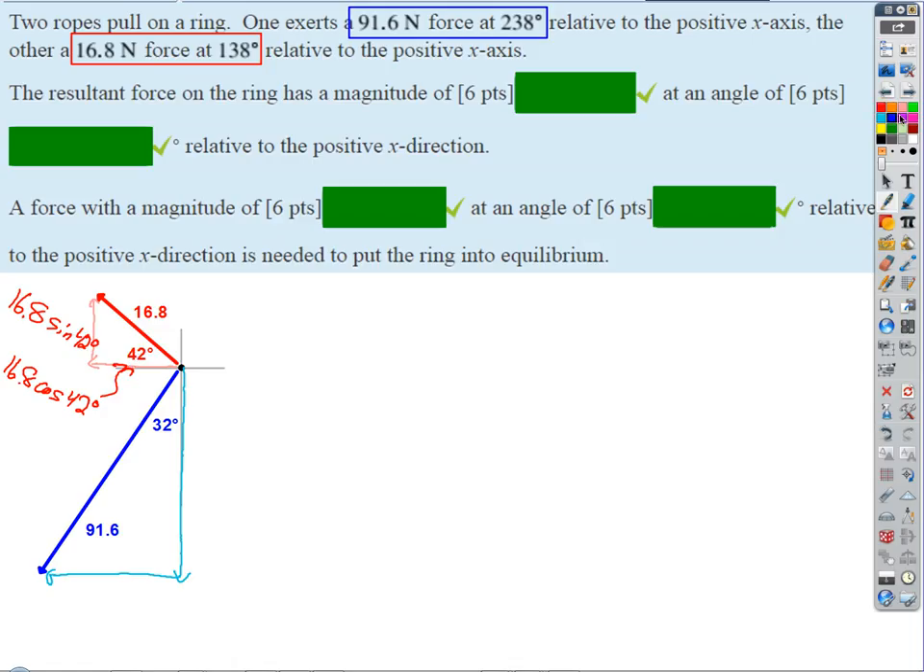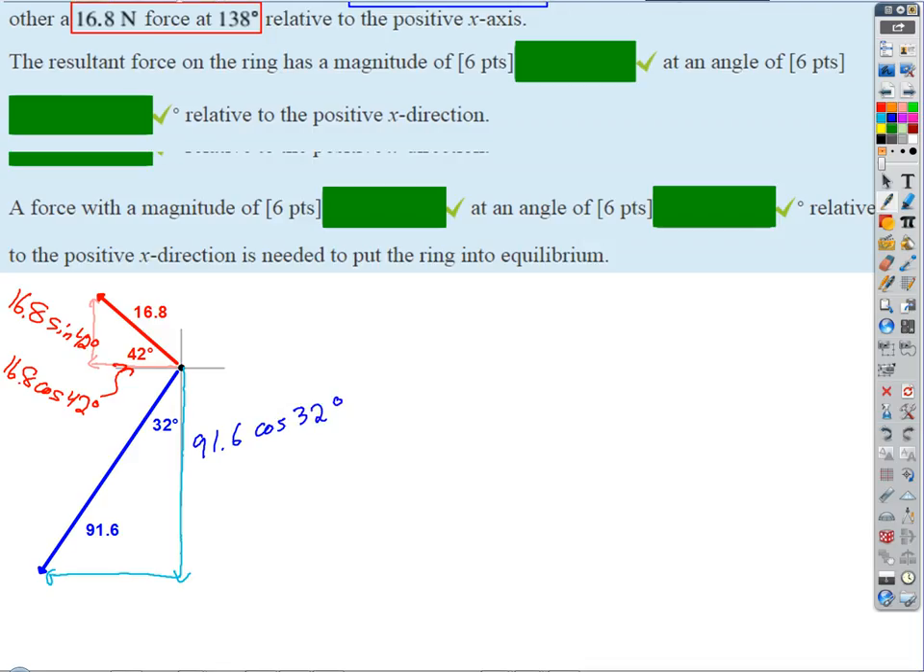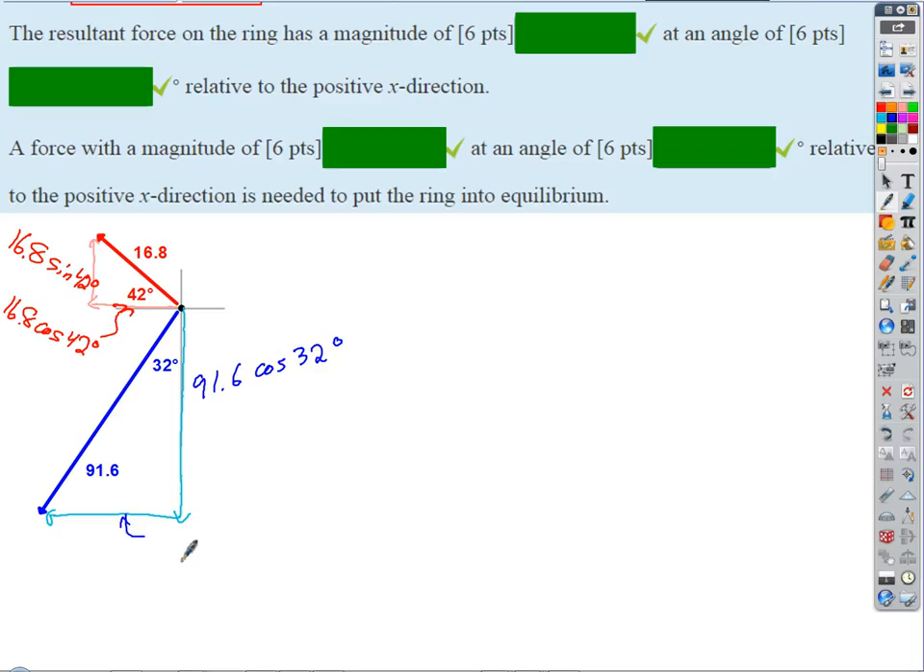So we're going to get the vertical component, sine or cosine? Cosine. So 91.6 cosine 32 degrees. And then down here, we're going to get 91.6 sine 32, right? And so all we're going to do then, if we want to know the magnitude of the net force, that's it for the first part. So we just have to add those up.